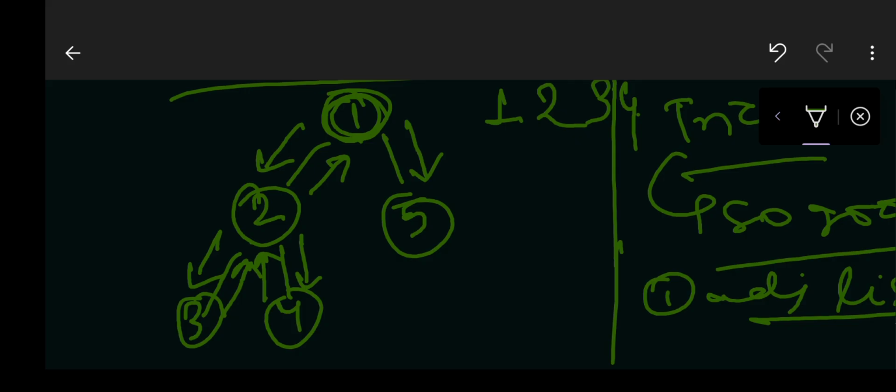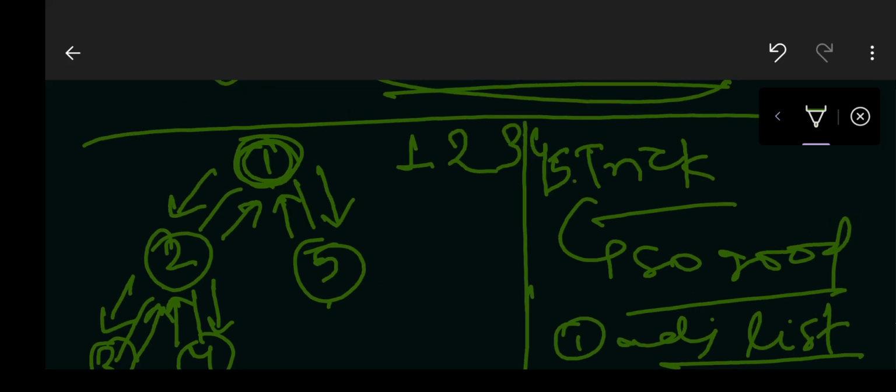We go to 5, print it, and then we see that there are no more children of 5. So we come back to 1. And then as we can see, 1 has no parent. That means 1 is the source node. Source node means parent of parents. So 1 has no parent, that means that is the source node.